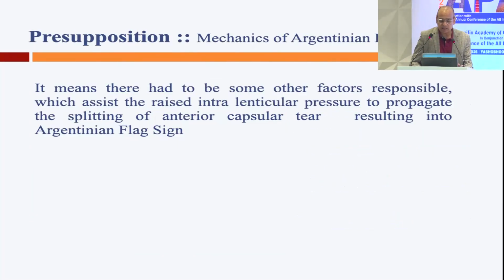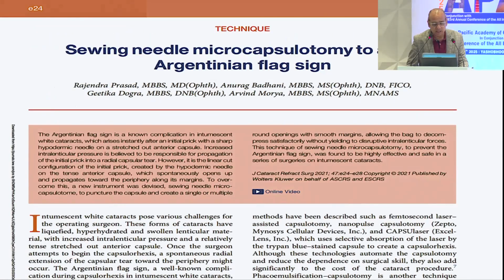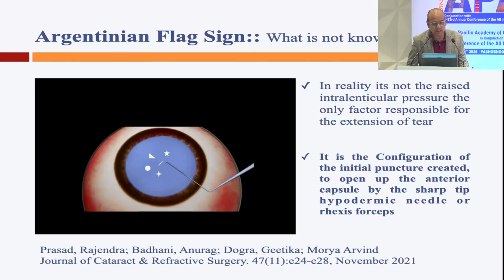So there are many mechanics of the Argentinian flag sign, and it means there had to be some other factors responsible which assist the raised intralenticular pressure to propagate the splitting of the anterior capsular tear, resulting in the Argentinian flag sign. So this is a beautiful, wonderful study under the leadership of Rajendra Prasad sir, and it was published in JCRS. You can go through the whole article. It's freely available. So what is not known regarding the Argentinian flag sign?